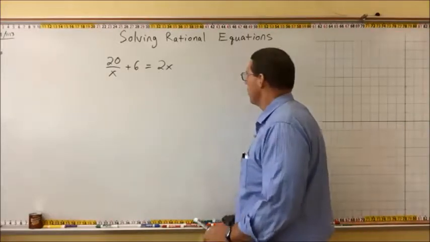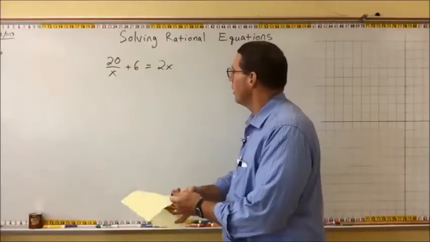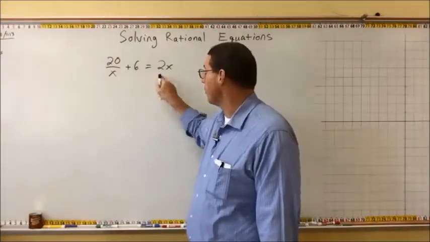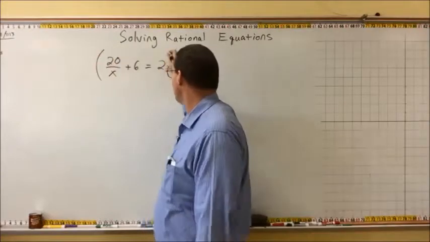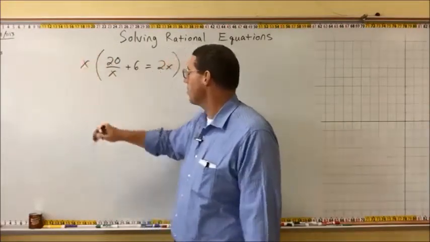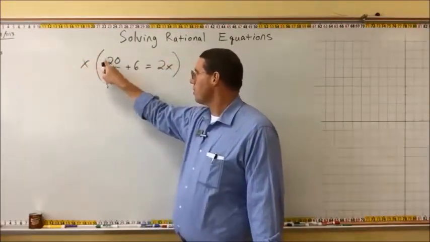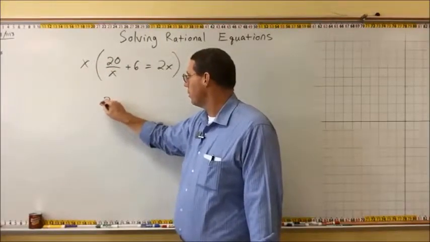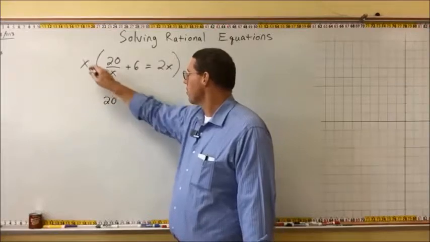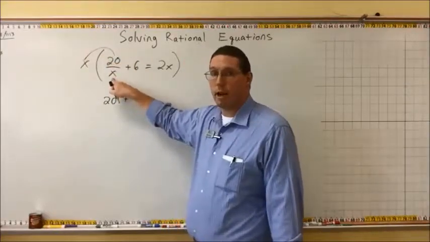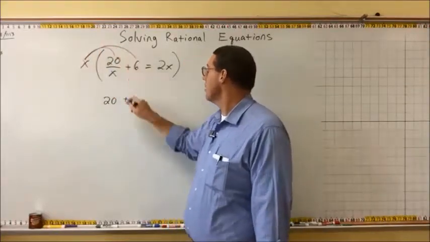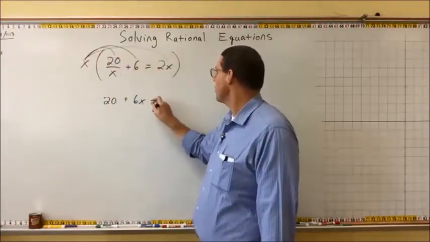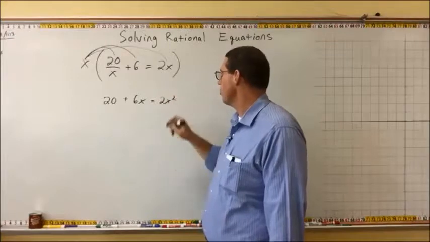So let's say we want to get rid of this denominator. The denominator is x, so we're going to multiply every term, the entire equation, by x. Here, x times 20 over x cancels the denominator, and we just carry down the 20. Plus x times 6 is 6x. x times 2x is 2x squared.